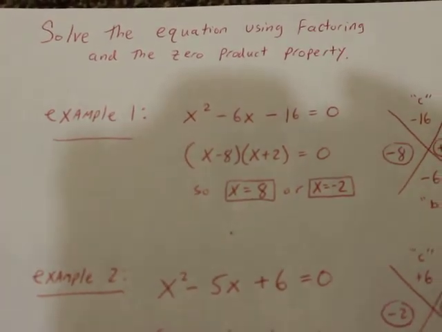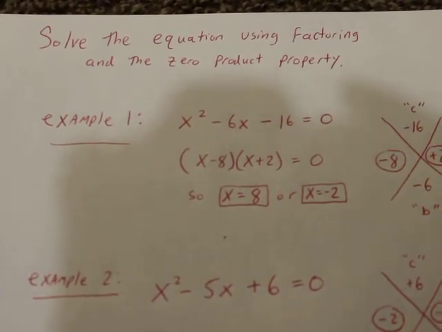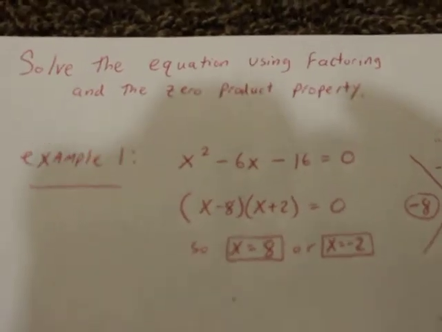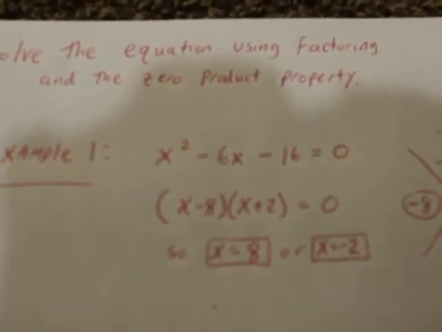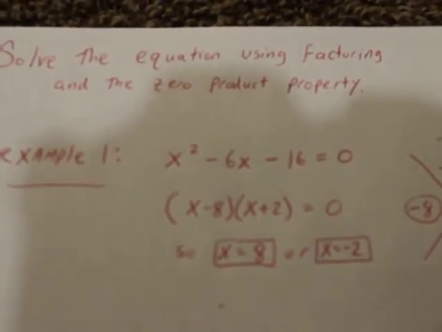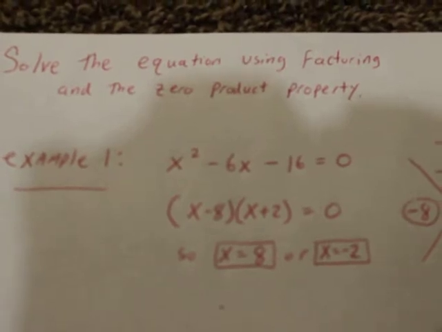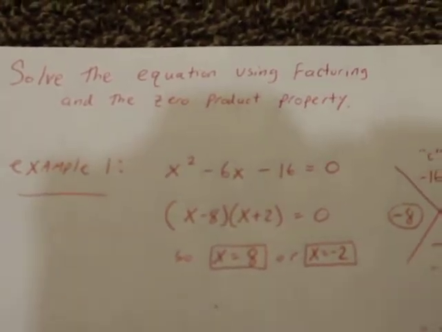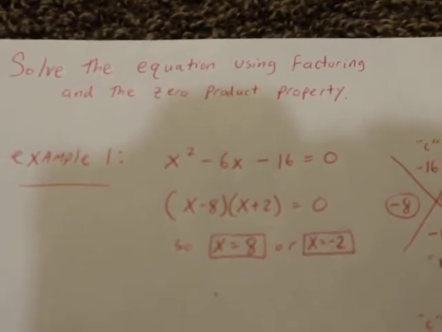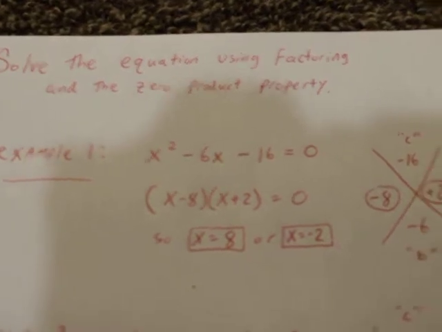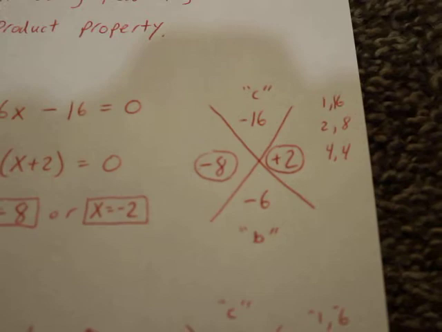So in example 1, you'll see I have a trinomial x squared minus 6x minus 16 equals 0. And we learned how to factor that trinomial yesterday. We need to identify the c value, find the factors of the c value that add up to the b value. Instead of doing it like we did yesterday, where I had you fill in all of those blanks on the sheet, I have this cool little x method that I use. It kind of streamlines the process.